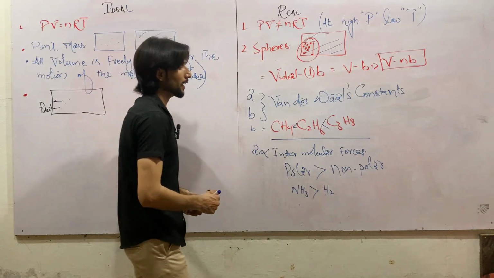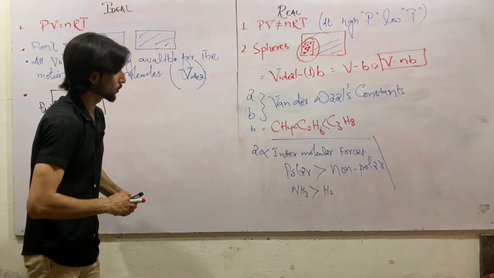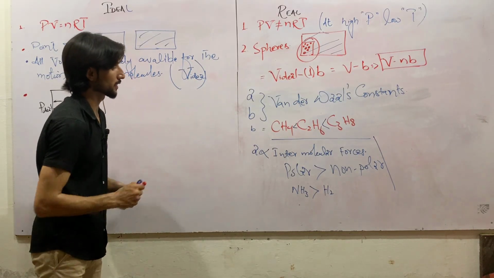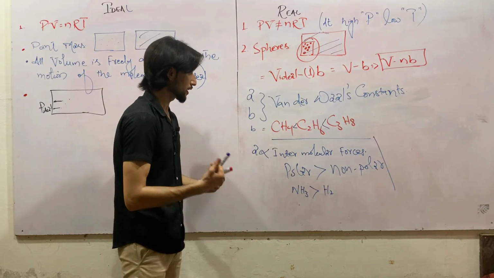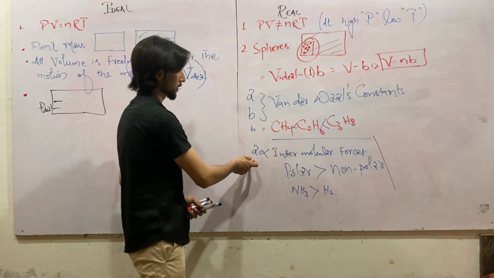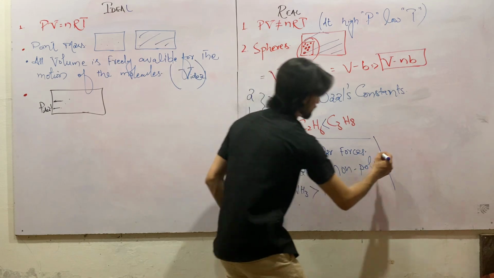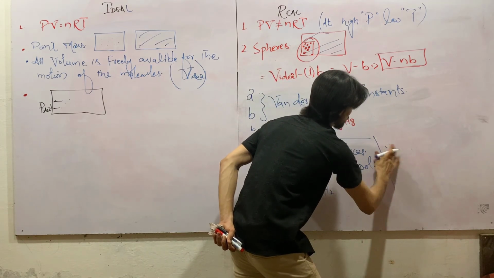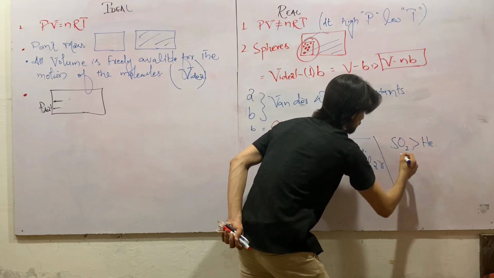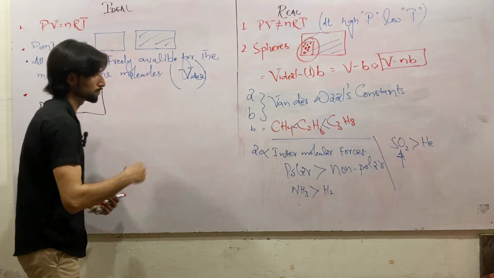Another thing, a also gives you a hint about the liquefaction of a gas. Greater the value of a, greater will be the ability of that gas to liquefy easily. So for easy liquefaction, you must have greater value of a. As SO2 has greater value of a than helium, it liquefies more easily than helium. So this was about a and b.